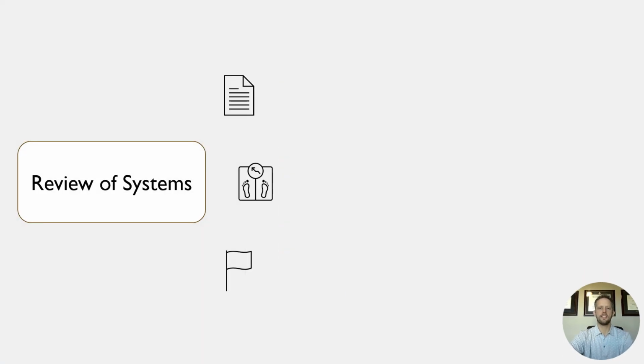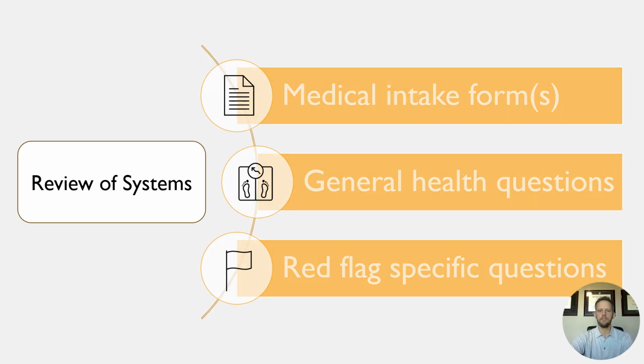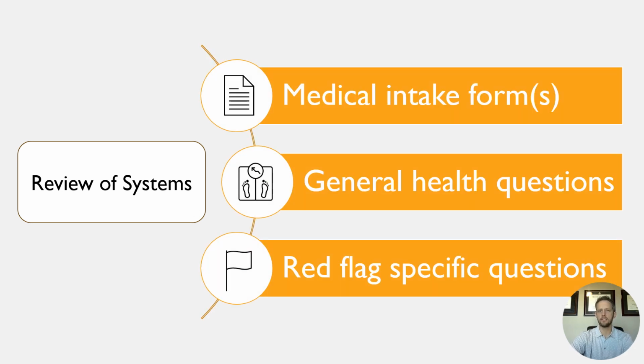So a review of systems is usually done in 3 different ways. First, we'll use what are known as medical intake forms. After that, we're going to use a series of general health questions. And then we'll use red flag specific questions. So that's linking our knowledge of signs and symptoms to a pathology in the moment with a client, and then asking if there are other signs and symptoms that maybe the client doesn't want to share.